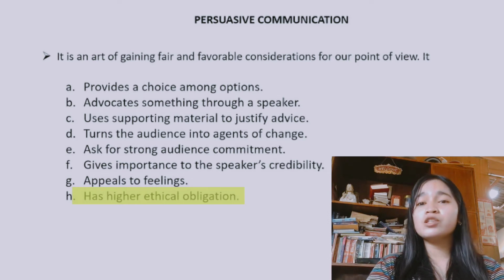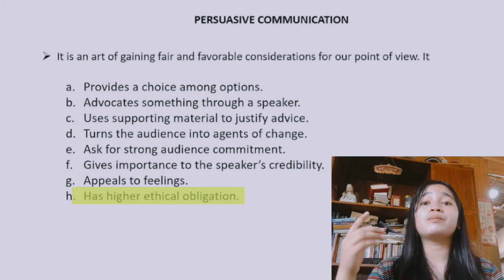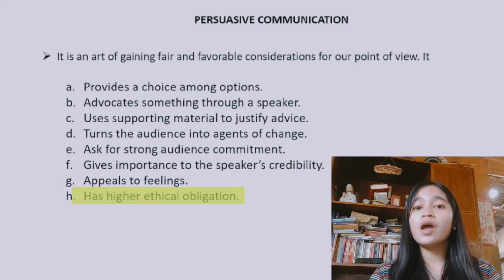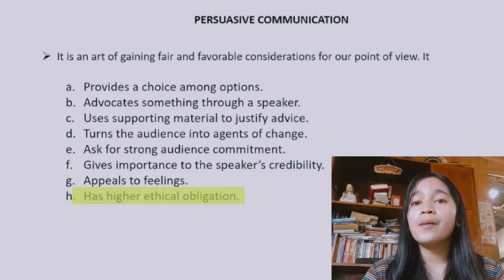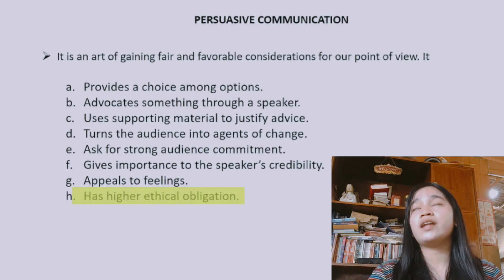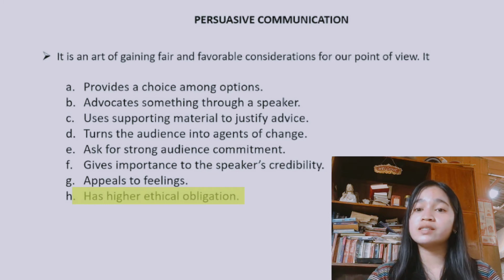However, persuasion can be ethical if it explores the audience's point of view, it explains the point of view of the speaker, and it creates resolution for the audience and the speaker.